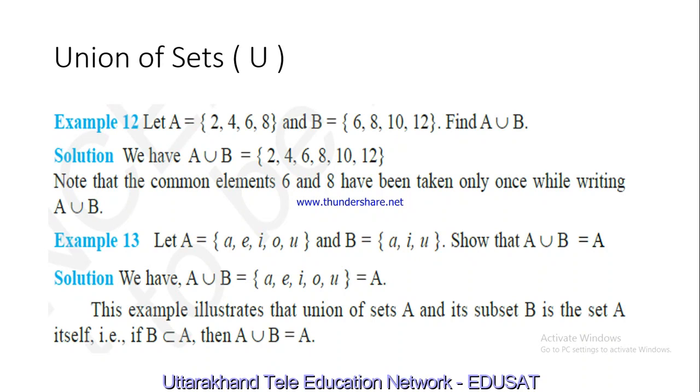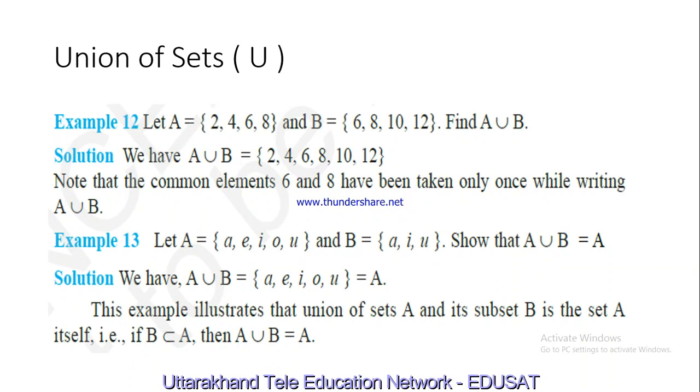Now this example also tells you that if there is a set and if there is a subset, then the union of the set and the subset will be equal to the set. Here you can see that B basically is a subset of A. B has 3 elements and all these 3 elements are present in A. So basically B is a subset of A. So A is the set while B is the subset.